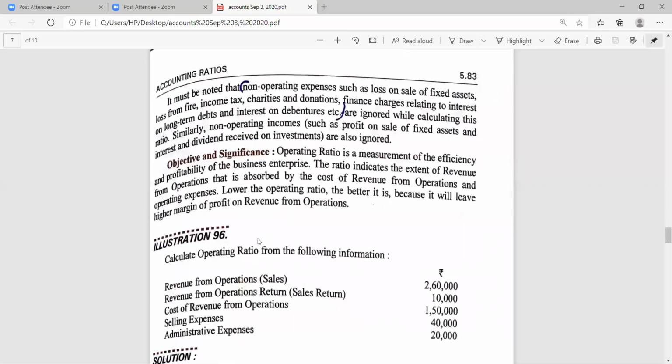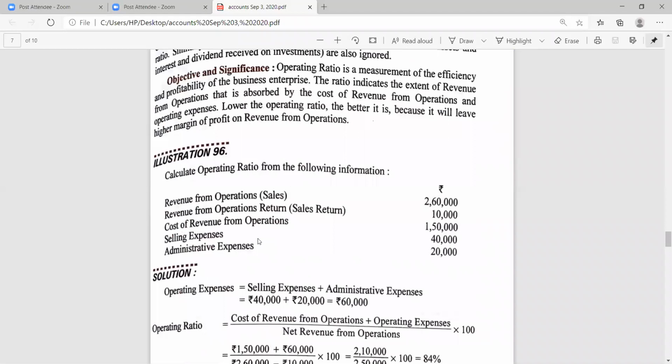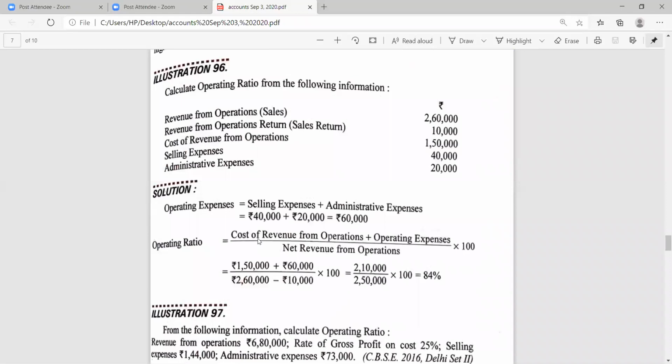Let's do illustration number 96, then it will be more clear. Have a look. I'm giving you 1 minute. If you find any query, please raise your hand. Clear to everybody? Okay, I'm just revising it myself once.